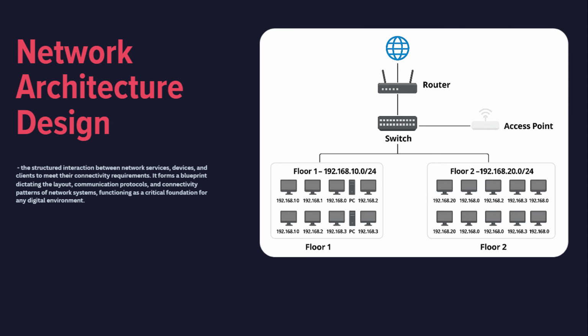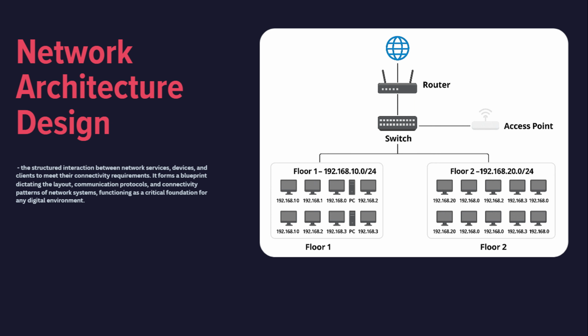same subnet. On the right side, we have floor 2, which uses a different subnet, 192.168.20.0/24. The 10 PCs on this floor are assigned IP addresses such as 192.168.20.1 and 192.168.20.2, and lastly 192.168.20.3, continuing in sequence.